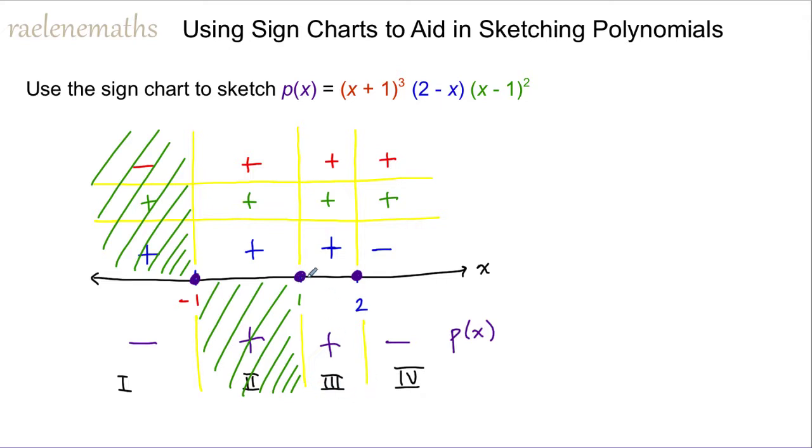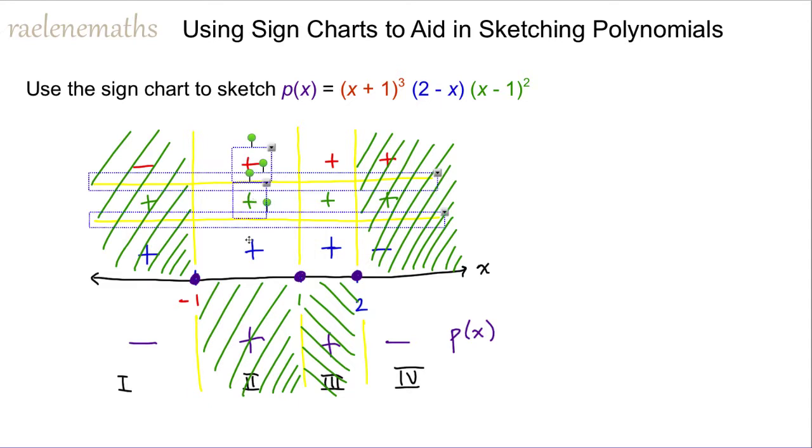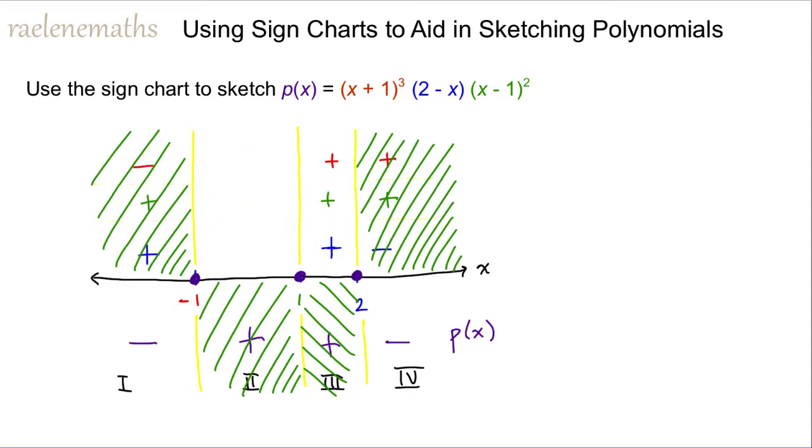In region 3, for x between 1 and 2, the y values are again positive, so the graph again lies above the x-axis, and therefore I will block out or shade below the x-axis. Lastly, in region 4, I will shade above the x-axis because the y values given by the sign chart for p of x are negative. Now I'm ready to introduce my y-axis, so I'm going to tidy up the sign chart a little bit. If you can't do this because you're not using a tablet, you may want to draw a new x-axis with the shading.